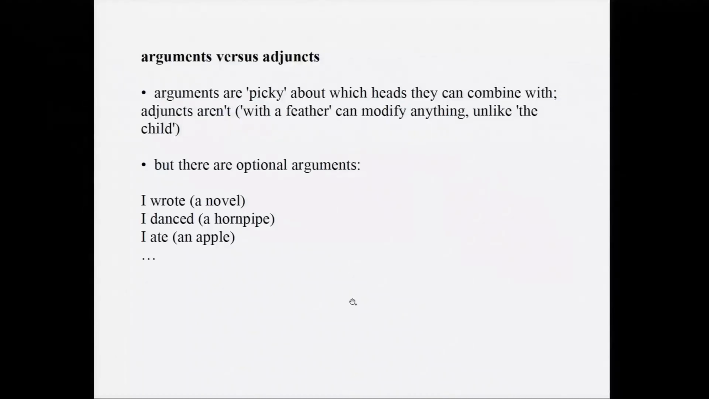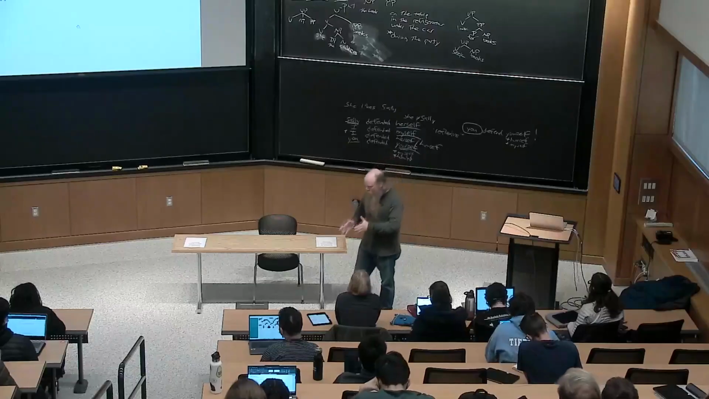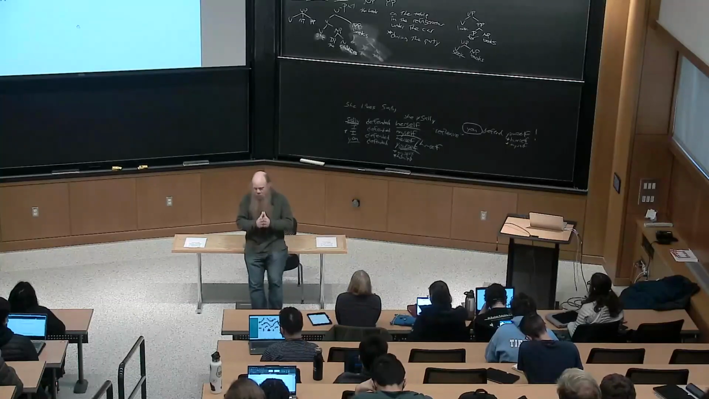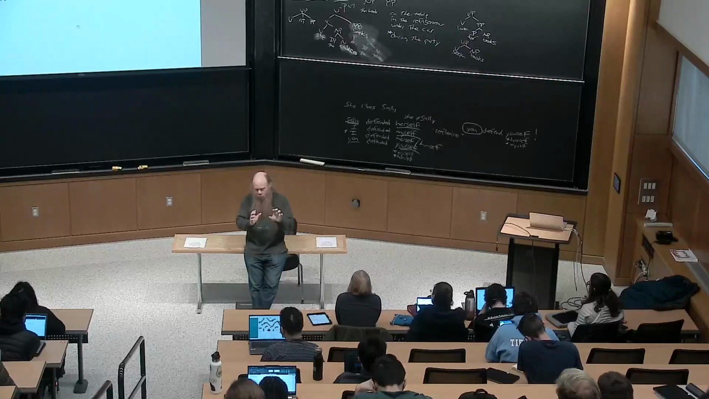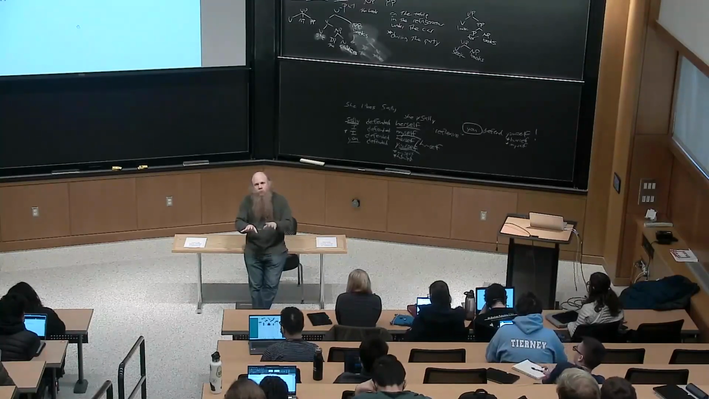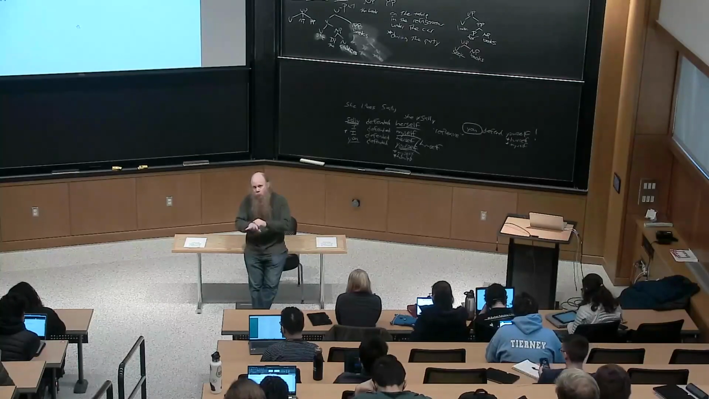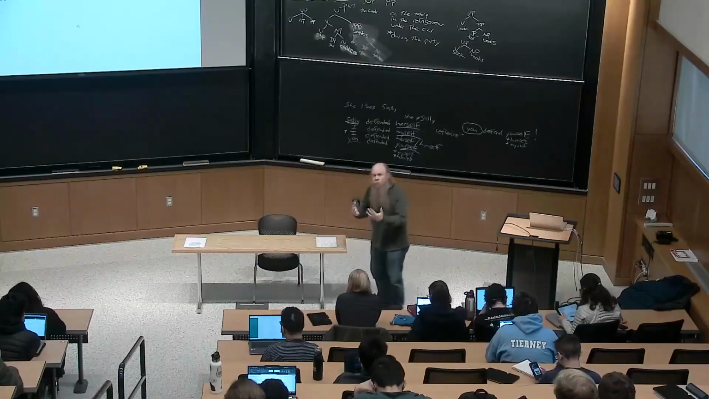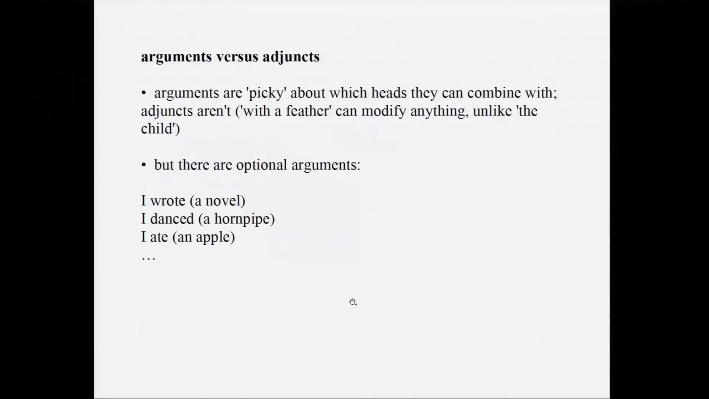How do you tell whether something is an argument or an adjunct? I think I warned you last time. This is something that people often get confused by, and so I want to be clear about it. Again, when we decided that the child is selected by tickle, what we were doing was saying not every verb can be followed by an object. So if you're going to have a child right after the verb, you have to know what verb it is. There are transitive verbs and intransitive verbs, and some verbs are okay with the following object and others are not. That's the signature of a selection relation. So the arguments are picky about which heads they can combine with, and adjuncts are not.